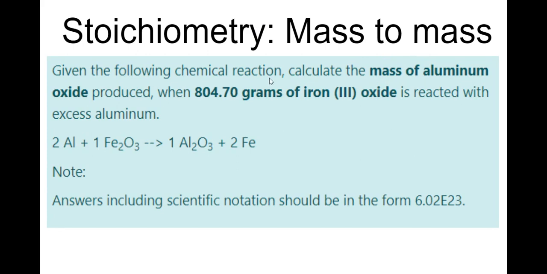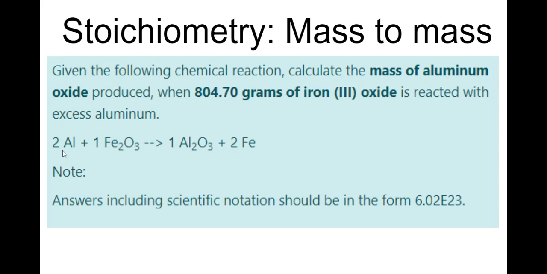So the example is, as you can read, given the following chemical reaction, calculate the mass of aluminum oxide produced when 804.7 grams of iron 3 oxide is reacted with excess aluminum. So we haven't talked about this much, but excess aluminum just means you're not going to have to worry about it. What you want to key in on is this 804.70 grams of iron 3 oxide and what you're calculating, the mass of aluminum oxide.